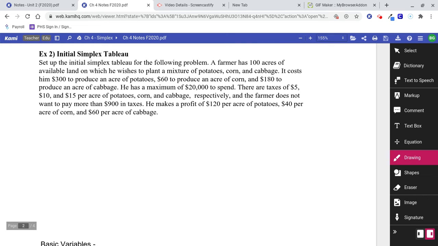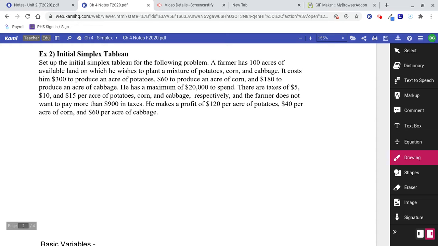Set up the initial Simplex Tableau for the following problem. A farmer has 100 acres of available land on which he wishes to plant potatoes, corn, and cabbage. It costs $300 to produce an acre of potatoes, $60 for an acre of corn, $180 for an acre of cabbage. He has a maximum of $20,000 to spend.